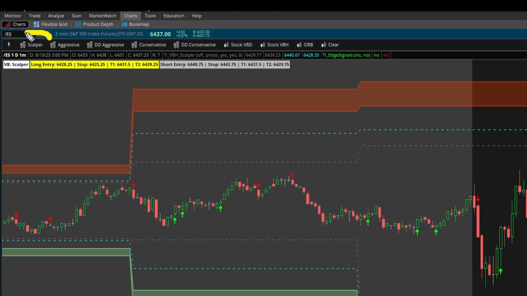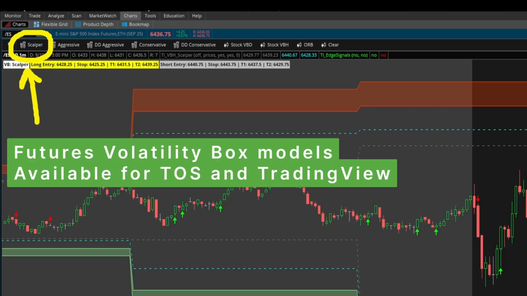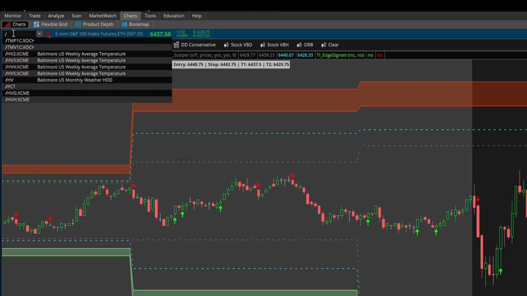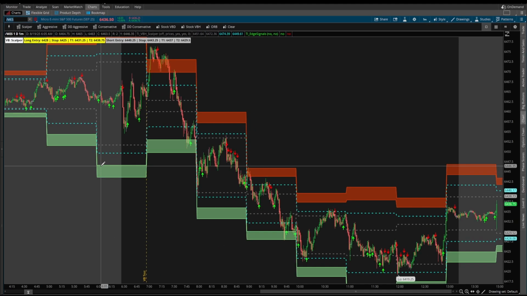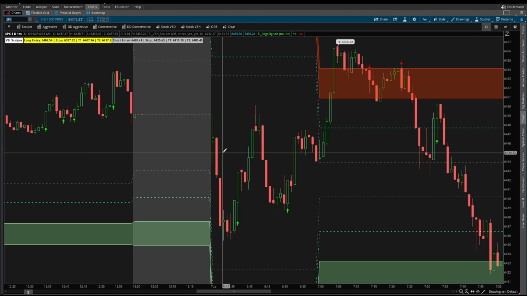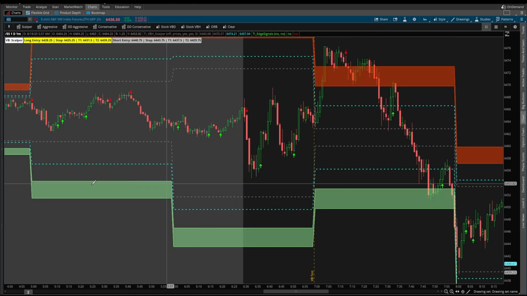And for all 4 of these markets, I'm going to look at them through the lens of our scalper volatility box models. Now, if you're an ES trader or an S&P trader, you can use either ES for this exercise, the micro ES futures, or SPX. So take your pick and you can perform the same exercise I'm going to take you through.